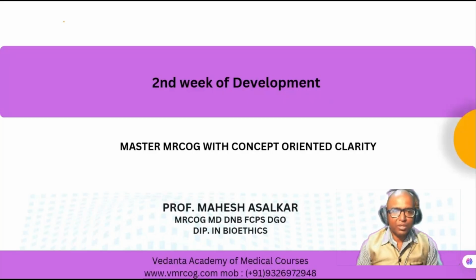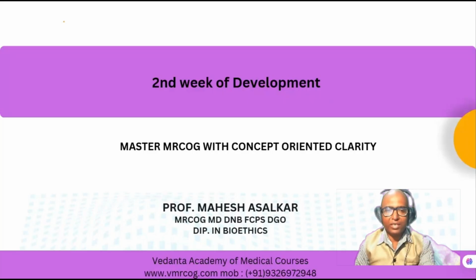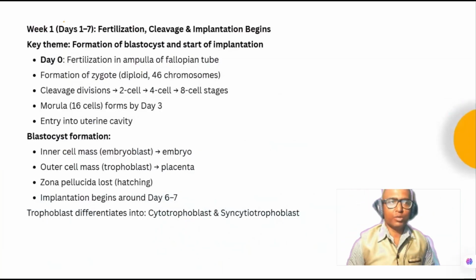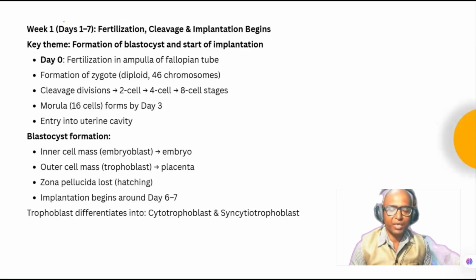We start with our Code Master MRCOG with concept oriented clarity. This topic is going to be very important from the examination point of view. You will have at least 7 to 8 SBAs from the general embryology module.